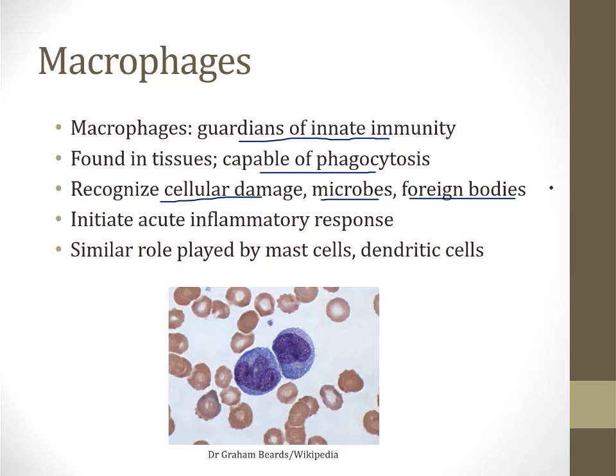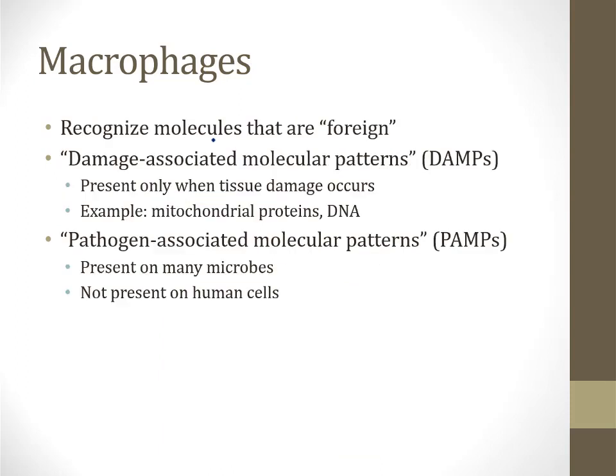And macrophages aren't the only cells that do this. Similar roles are played by mast cells and dendritic cells, but we often talk about the macrophage as the prototype of the cell that can activate the innate immune response and trigger acute inflammation. The reason macrophages are the cells that can trigger acute inflammation is because they are able to recognize molecules that are foreign and that shouldn't be present in tissues.